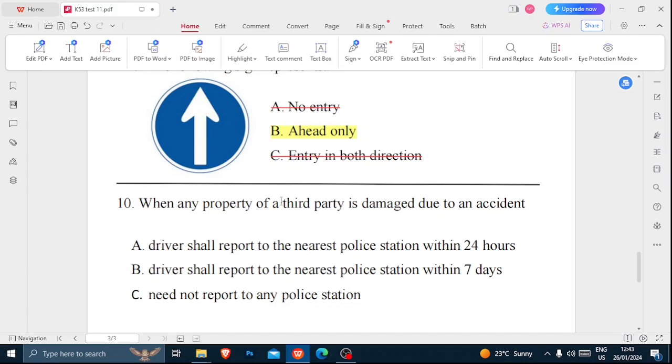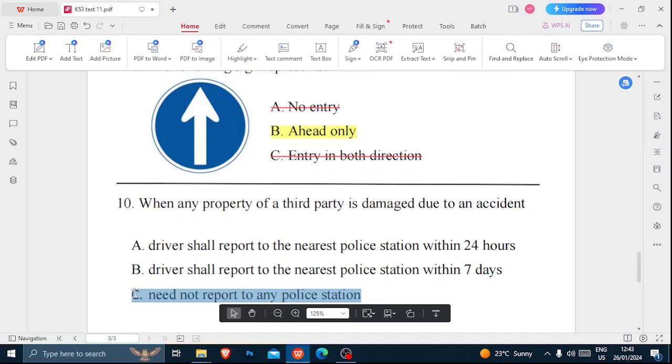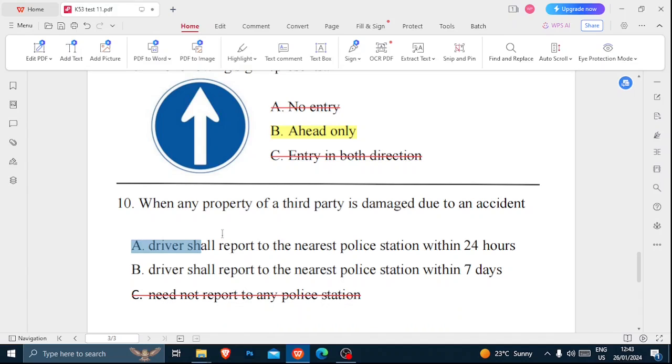When any property of a third party is damaged due to an accident, option A, the driver shall report to the nearest police within 24 hours. The driver shall report to the nearest police within 7 days. The driver shall not report to the police. So this one is incorrect, as you can see, right? Because this needs to be reported to the police. This is an incident. It is also very important that the incident is reported within 24 hours. So this one is our correct answer here. So 7 days, just too long.